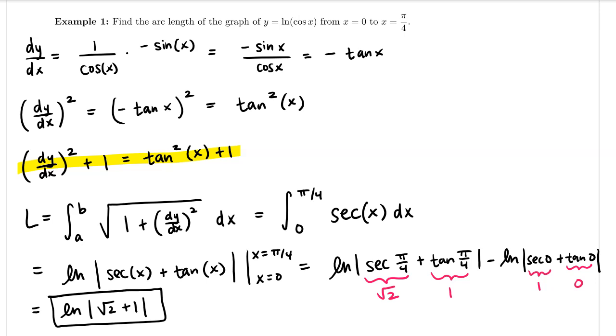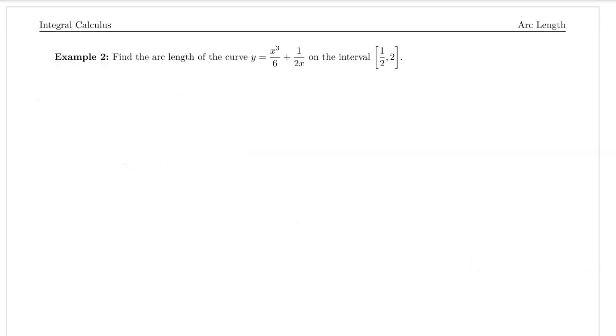Example 2 says, find the arc length of the curve y equals x cubed over 6 plus 1 over 2x on the interval from 1/2 to 2. So let's start off by finding the derivative, dy dx. That's going to be equal to 3x squared over 6 minus 1/2 x to the negative 2 power.